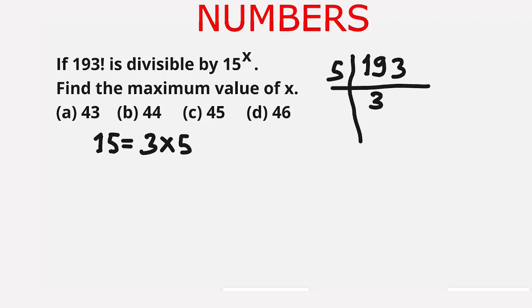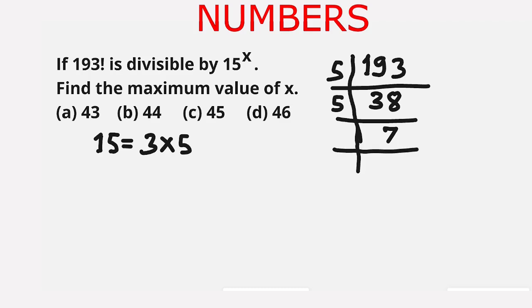5 divides 19 for 3 times. 5 times 3 is 15, and 19 minus 15 is 4. We carry 3, so it will be 43. And 5 divides 43 for 8 times, as 8 times 5 is 40. We again divide the quotient we found, which is 38, by 5, and 5 divides 38 for 7 times, as 7 times 5 is 35.